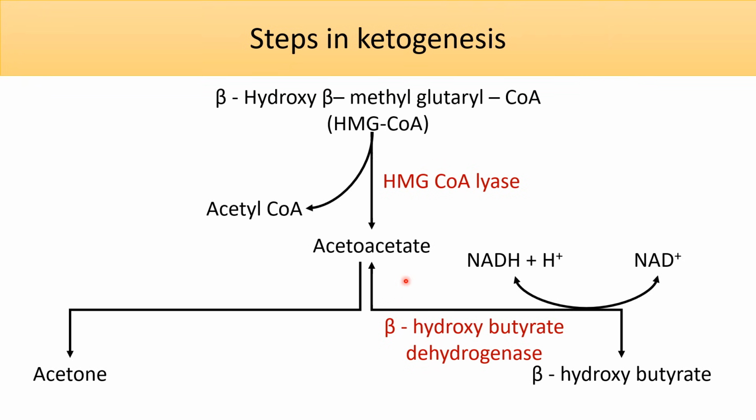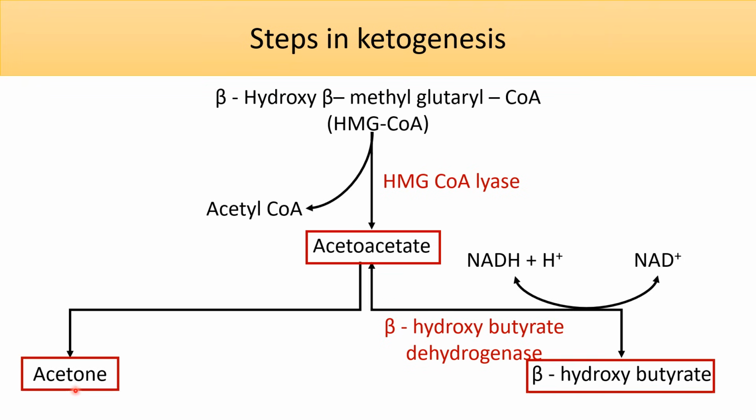Okay, so we have three ketone bodies: acetoacetate, acetone, and beta hydroxybutyrate. Since acetoacetate is the one which is formed initially in ketogenesis, this is considered the primary ketone body, and these two are formed later. So acetone and beta hydroxybutyrate are considered secondary ketone bodies. Among these three, acetone is volatile in nature, and acetoacetate is a primary ketone body. Acetone and beta hydroxybutyrate are secondary ketone bodies.